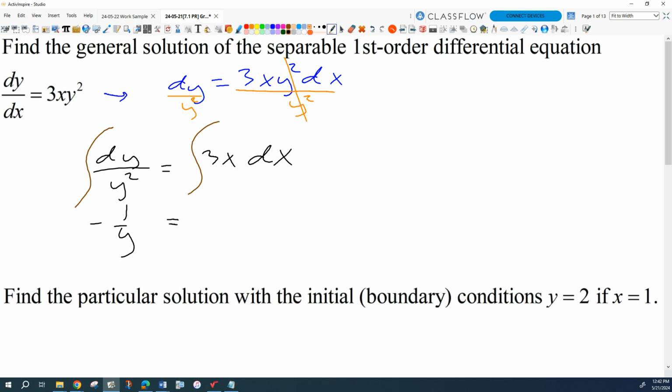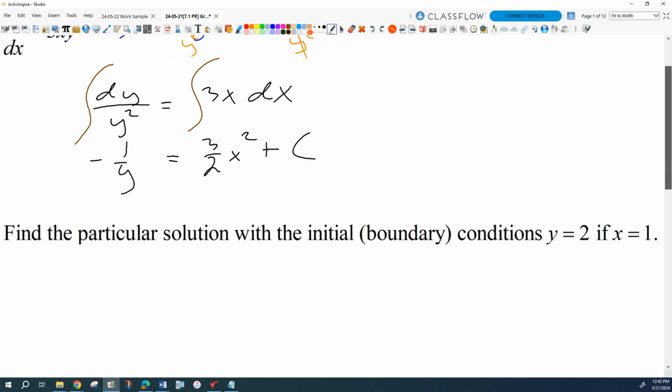Okay, now what? How about the other side? What's the integral of 3x dx? 3/2 x squared plus some constant, right? Good. And then we'll lump all the constants together in that one constant, and there's our solution. That's the solution that tells us how y and x are related in the original equation. We could solve that for y if we wanted to.